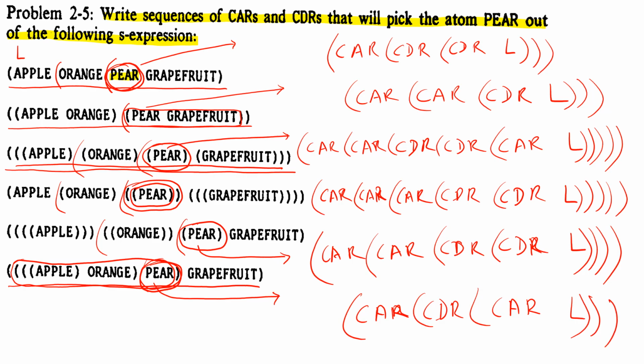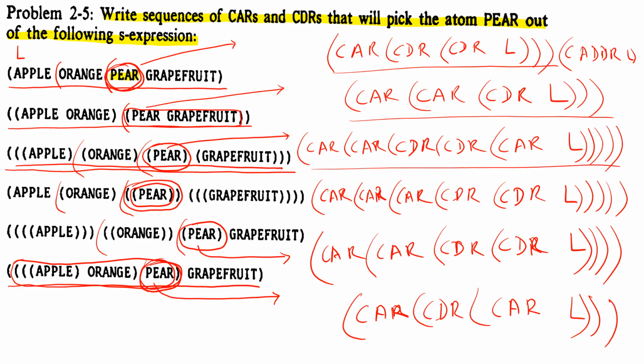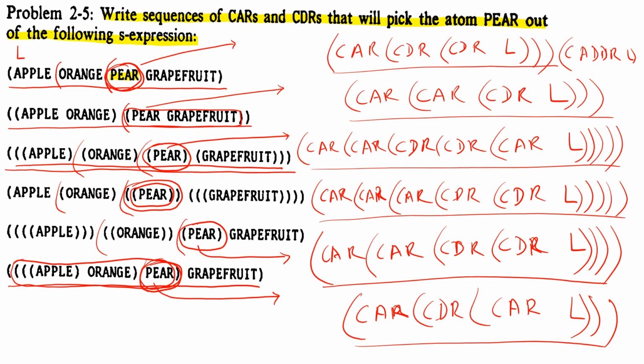Now, when we write these things, there is a shortcut also. Look at the first one. Instead of writing this whole sequence of CAR of CDR, we can write it like CADDR of L. So that is possible. Likewise, you can give a short form for these examples as well. I hope you have understood this. Thank you.